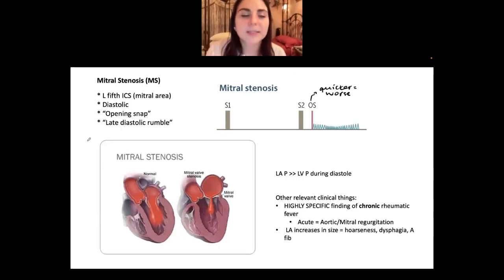Okay, mitral stenosis. This is at the left fifth intercostal space because this is your mitral area. This is a diastolic murmur, so it's going to happen after S2, before S1. Again, hopefully that is starting to make sense. If this is a stenotic valve, it's a problem with opening. The mitral valve usually opens in diastole, so it's going to be a diastolic murmur. There's an opening snap, that's your buzzword. And then there's what's known as the late diastolic rumble, which is also just another buzzword.